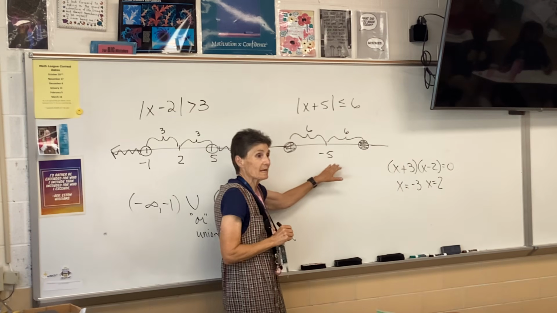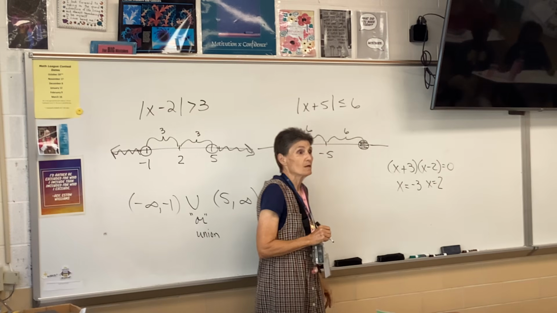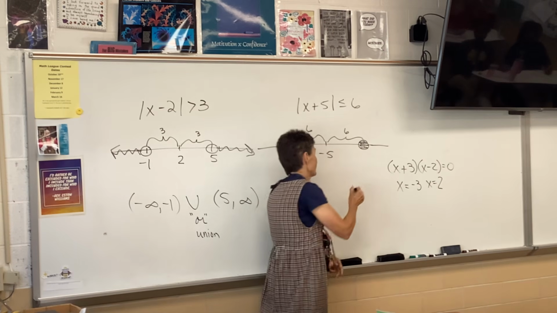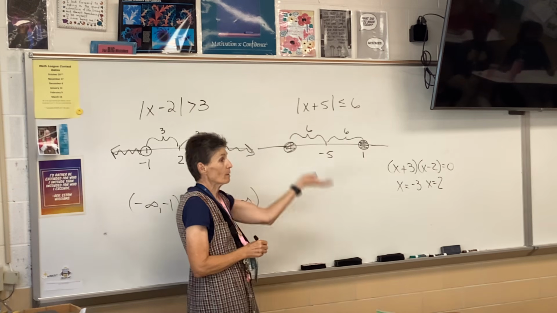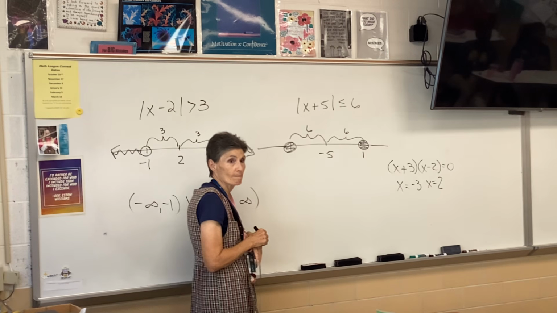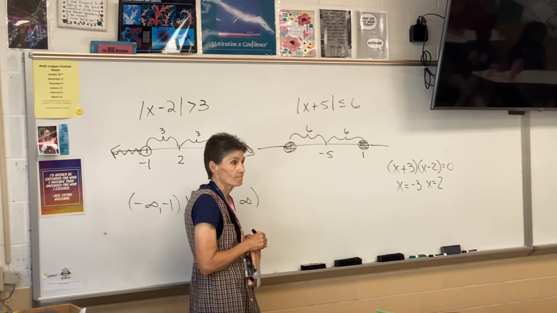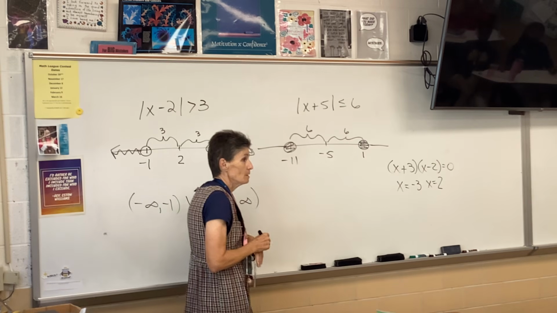So starting at negative 5 and going forward 6, where am I going to be? 1. Starting at negative 5 and going backward 6, negative 11. Now I got my dots.